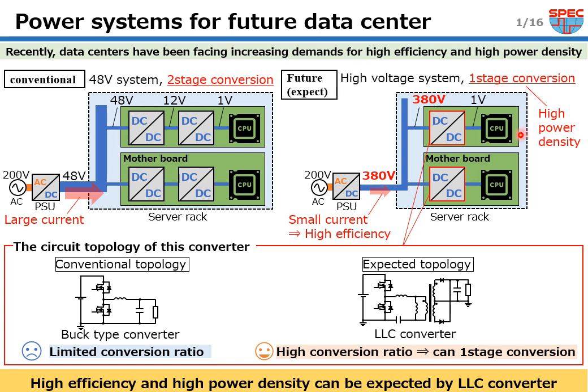The advantage of this system is high efficiency with small current and high power density with a one-stage conversion. Here, I consider the circuit topology of this converter. The conventional buck-type has a limited conversion ratio. In contrast, the LLC converter has a high conversion ratio, so the voltage can be converted in one stage. Therefore, in this system, high efficiency and high power density can be expected from the LLC converter.